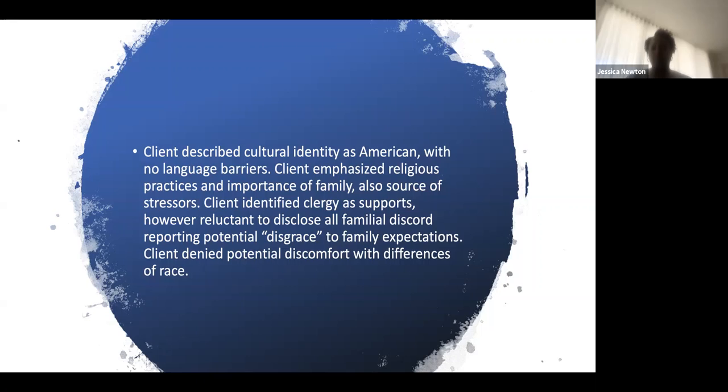And so here the client is pretty much saying, I don't want to be seen as a disgrace. And so those direct quotations are a word that was offered by the client to describe how they perceived should they expose this information. The final sentence says that client denied potential discomfort with the differences of race.